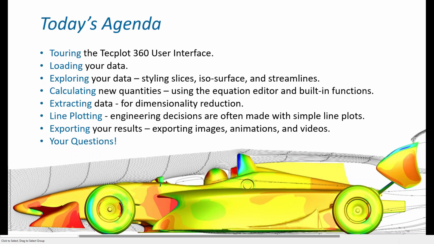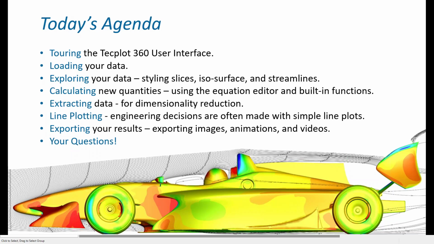Then show how to calculate some new quantities, using first the specify equations tool, and then the built-in calculate variable functions. Then I'll show how to extract some data for dimensionality reduction, because sometimes you don't need the full volume data and you want to reduce the amount of data you have on disk. So I'll show how to do extraction with that. And then from there, I'll show some line plotting.